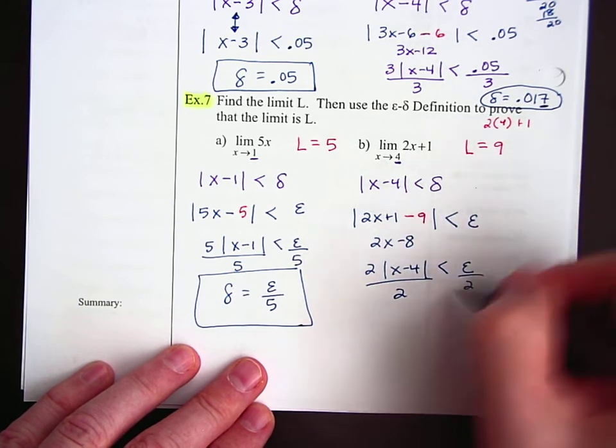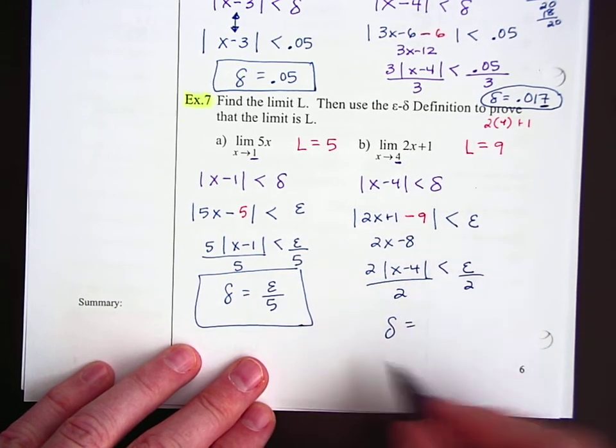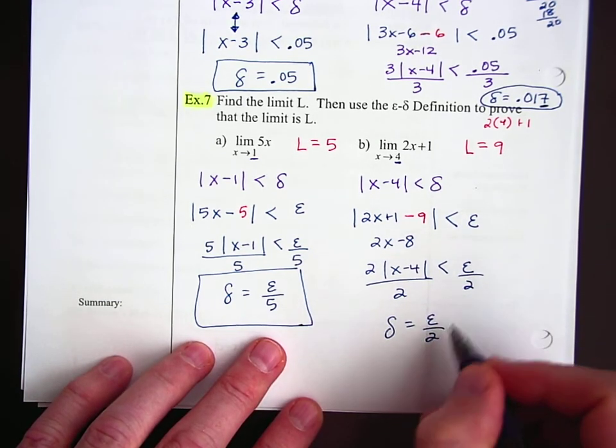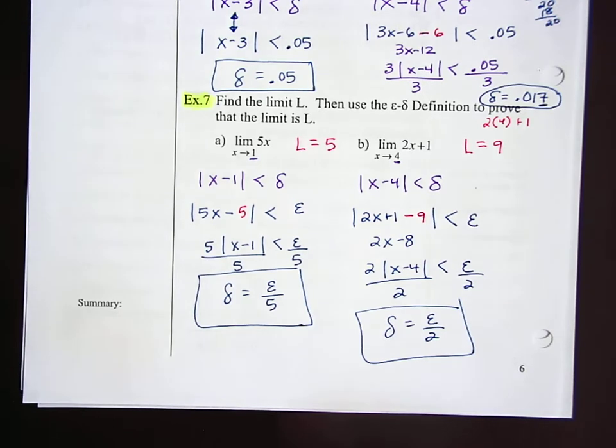So now delta, that's a little bit better delta maybe, is equal to epsilon divided by 2. And that concludes our first notes of Calculus 2020.